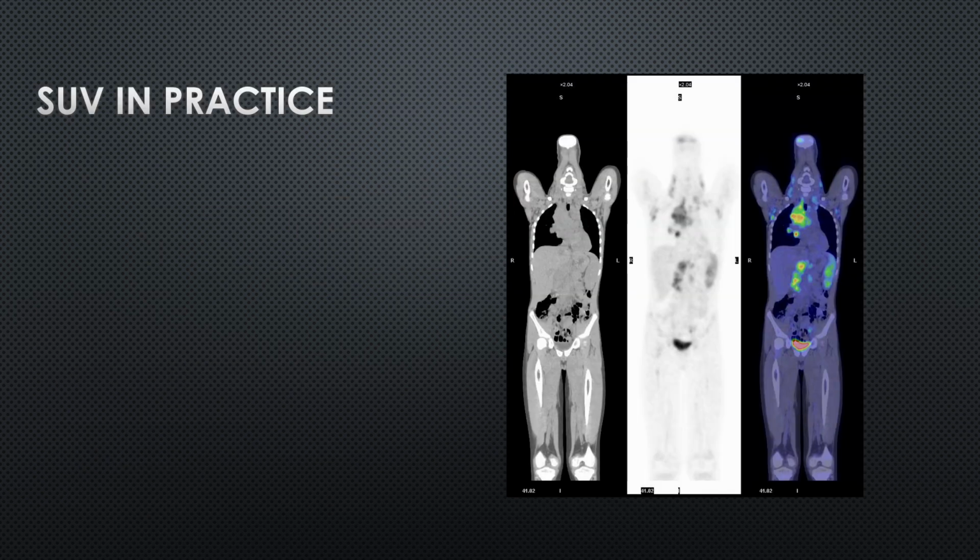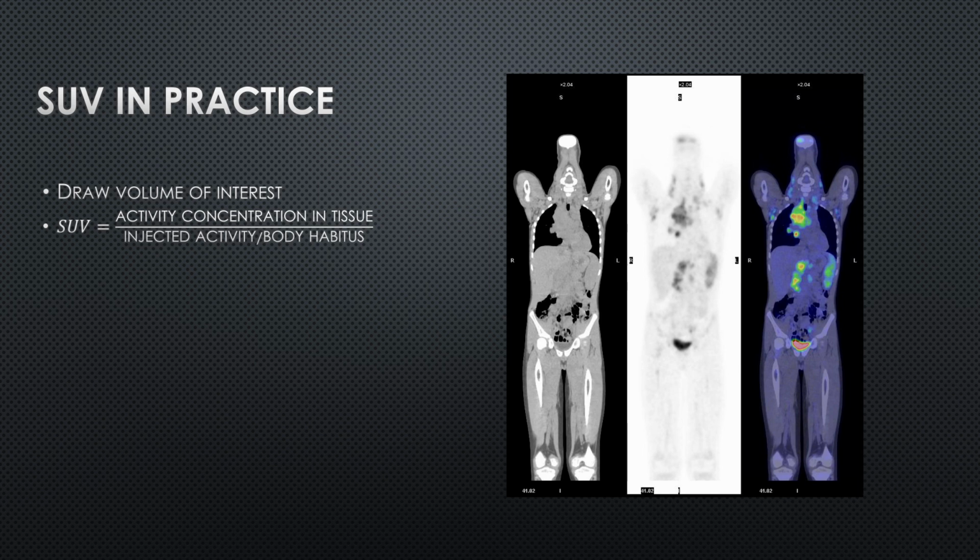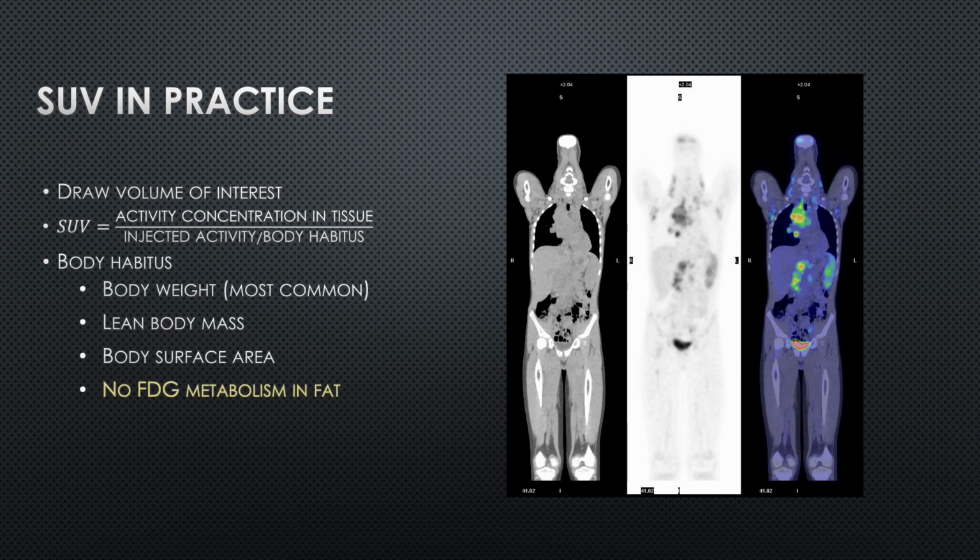So how do we use SUV in practice? Well, we wait 60 minutes or more, if it was FDG, to meet these assumptions. We will draw a volume of interest. And within that volume of interest, we can, through our calibrated scanner, calculate the activity concentration in that region of interest, which, if we divide by the amount of activity that we injected into the patient, and also normalize for the body habitus, the size of the patient, we get this term of SUV.